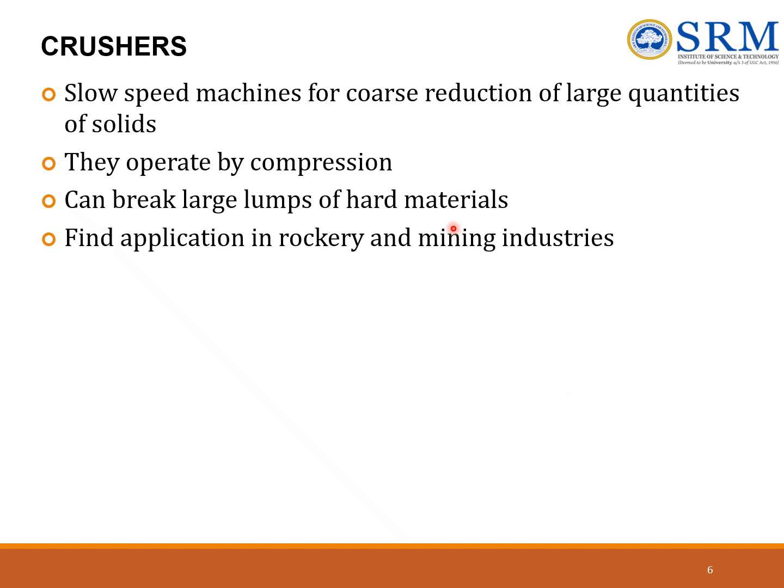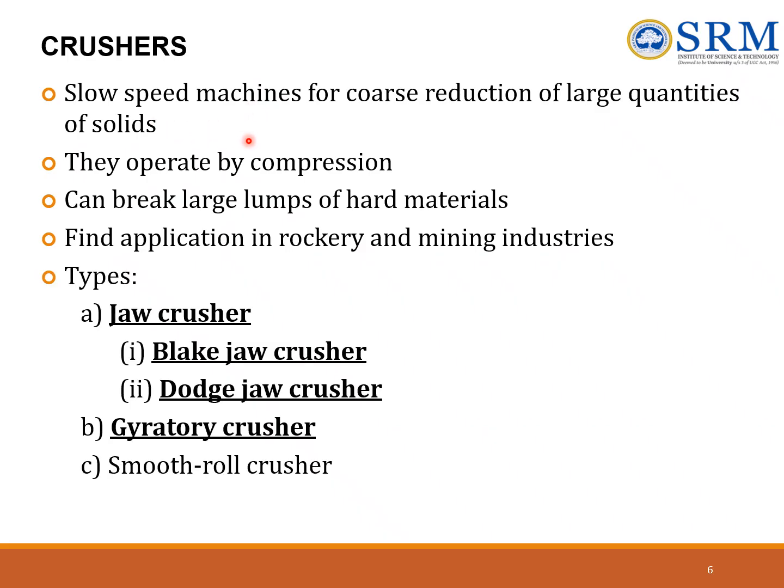Coming to the crushers, crushers are slow speed machines for coarse reduction of large quantities of solids. They operate by compression and can break large lumps of hard materials. They find application in the quarrying and mining industries. As we saw earlier, the jaw crusher belongs to the crushers. It is further classified as blake jaw crusher and dodge jaw crusher. The second classification is gyratory crusher and smooth roll crusher.